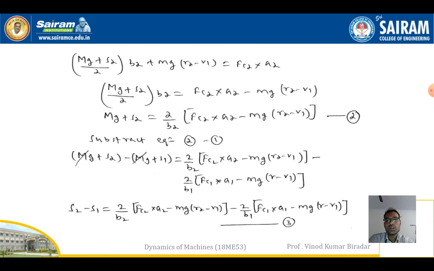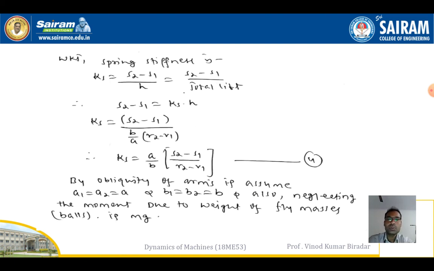So far you calculated mg plus s1, mg plus s2, and s2 minus s1. But for this we know that the spring stiffness of a Hartnell governor is ks equal to s2 minus s1 divided by height. That height is called the total lift, the lift from the axis of the shaft to the top. So here again s2 minus s1 is equal to ks into h. We know that h is equal to b by a (r2 minus r1). Therefore ks is equal to a by b (s2 minus s1) divided by (r2 minus r1). Give equation number 4.